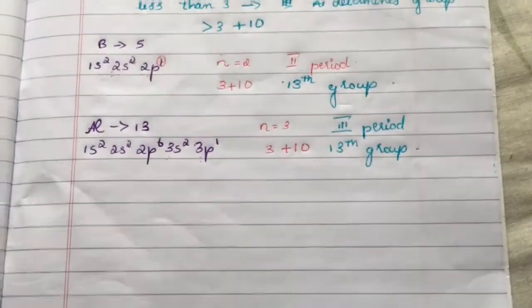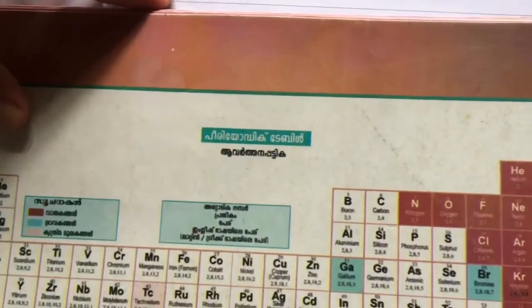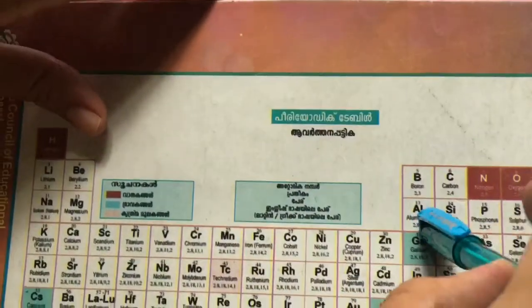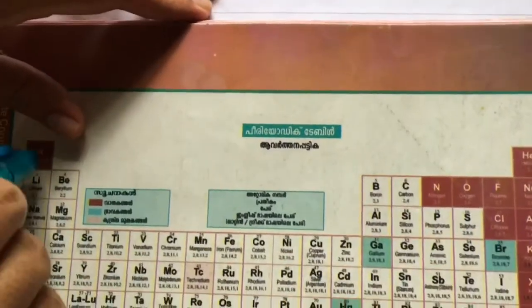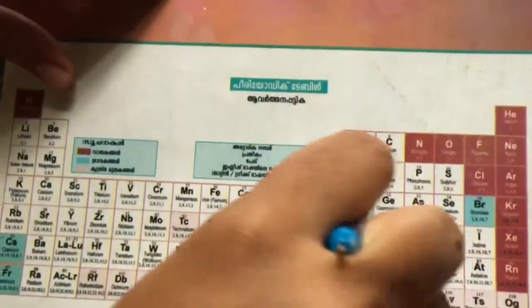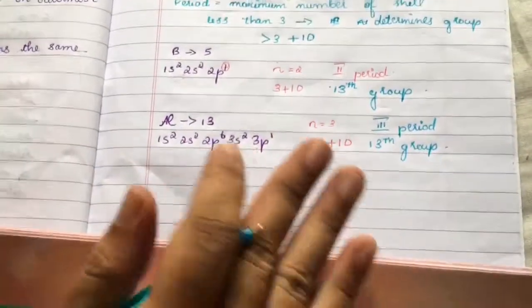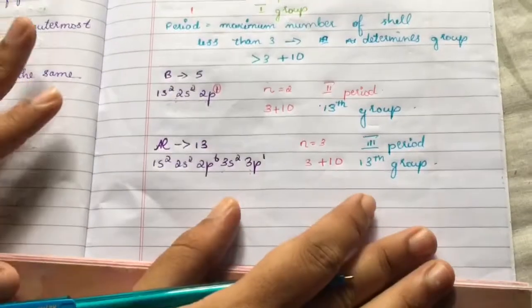Let us check it out. Aluminium: 1, 2, 3, third period. And first group, second group, and this is the 13th group. Aluminium belongs to the 13th group. I hope you are clear with this trick to find the periods as well as the group.